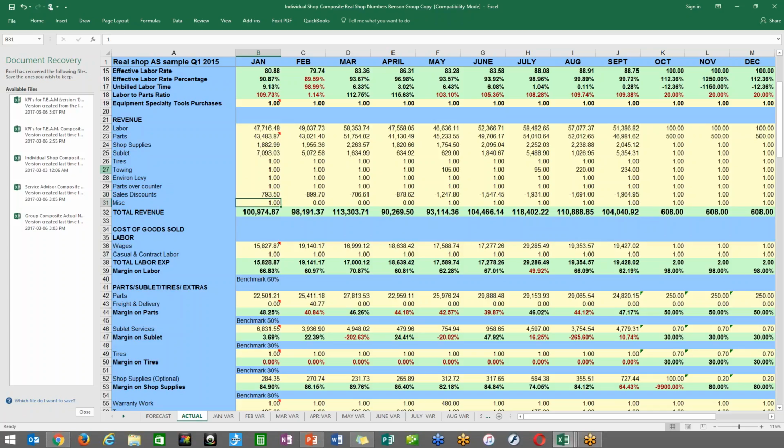And miscellaneous, again, the shop isn't putting anything there. So we see the total revenue for the shop in a month is a little over $100,000. And again, this was January.